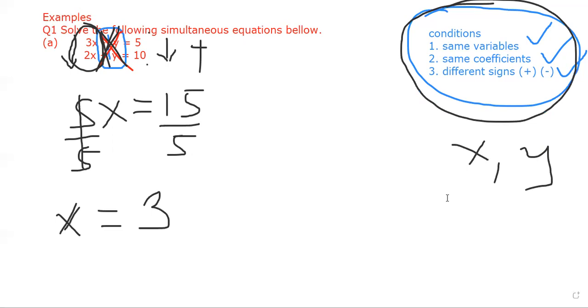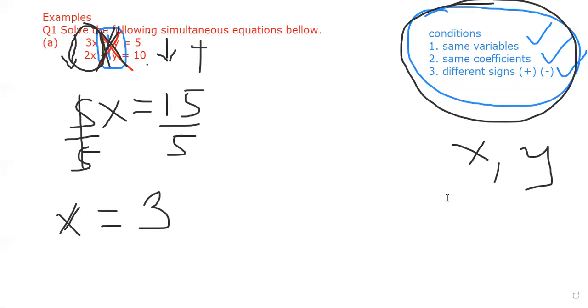Now, a lot of people have left this question just after solving for one variable. You need to be reminded that this question carries 3 marks. Each year the question comes, 3 marks.